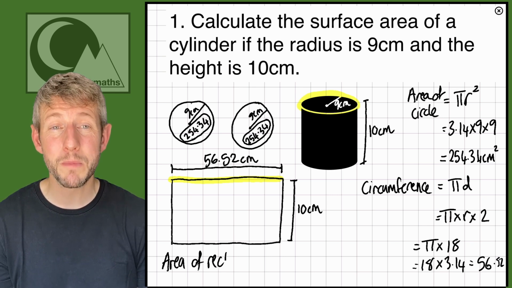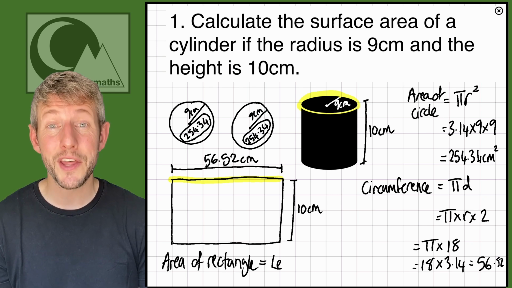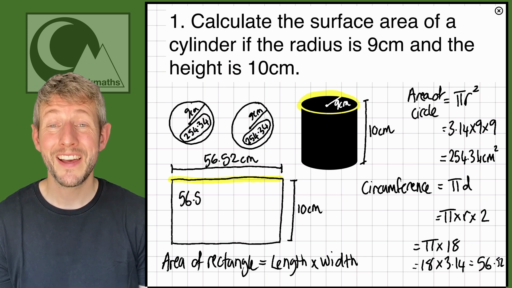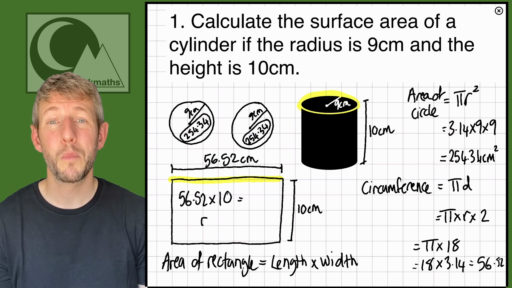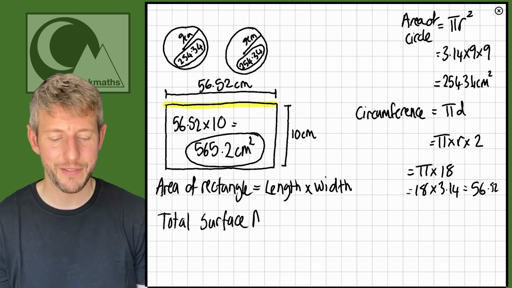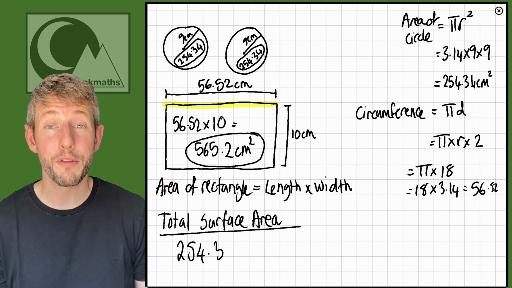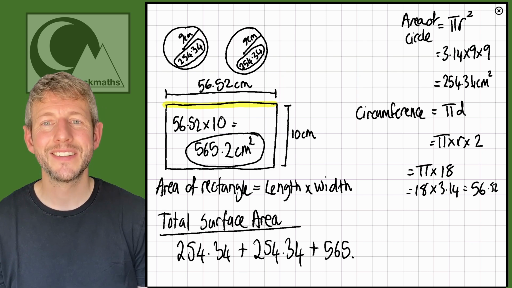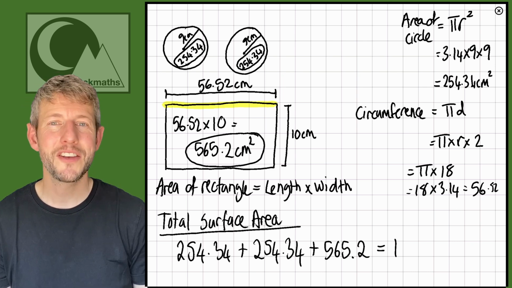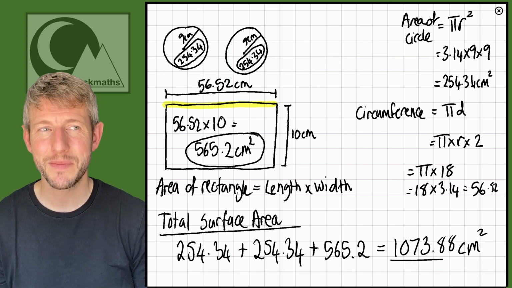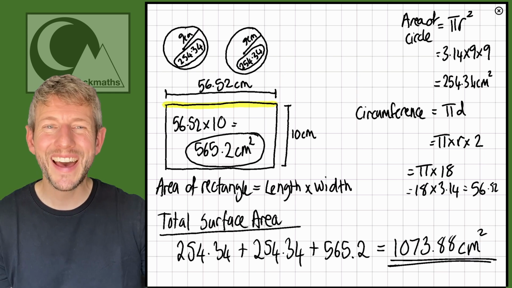So now we can multiply these two together to get the area of this rectangle. 56.52 times 10 gives us 565.2. And now what we can do is we can add everything together. So we've got 254.34, add 254.34, add 565.2. And so that equals 1073.88 centimeters squared.